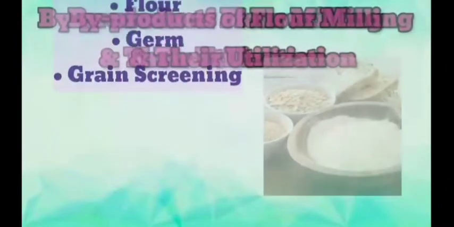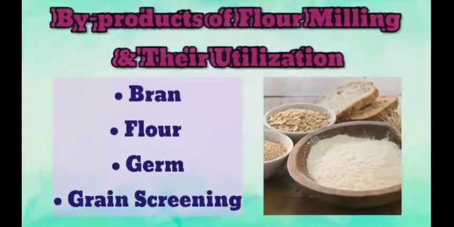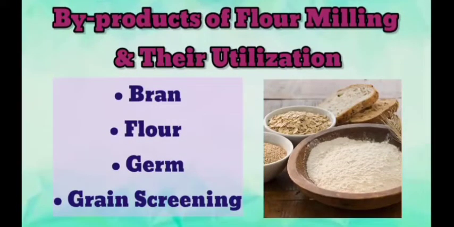Byproduct of flour milling and their utilization. The main byproduct of wheat milling process are bran, flour, germ, and grain screening. Bran is the outer covering of the seed. It contains fiber, protein, and less amount of flour. The second milling byproduct is flour. Flour is fine in texture. It consists of starch and gluten. The third byproduct is germ. It is the embryo of the seed. It is high in lipids and proteins. The next byproduct is grain screening, which is mainly a mixture of dust, weed, broken grains, and unsound grains.